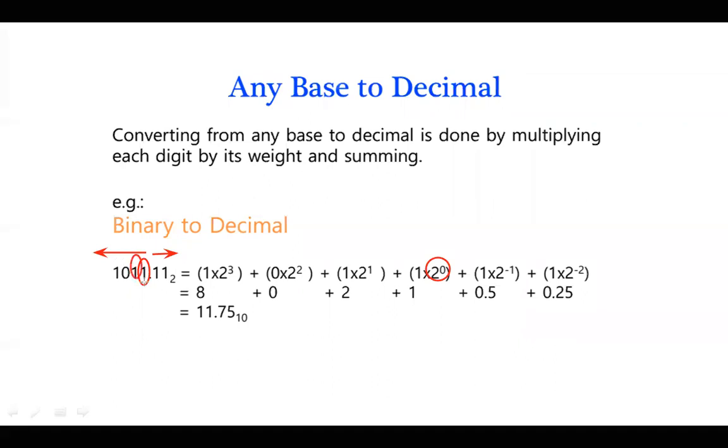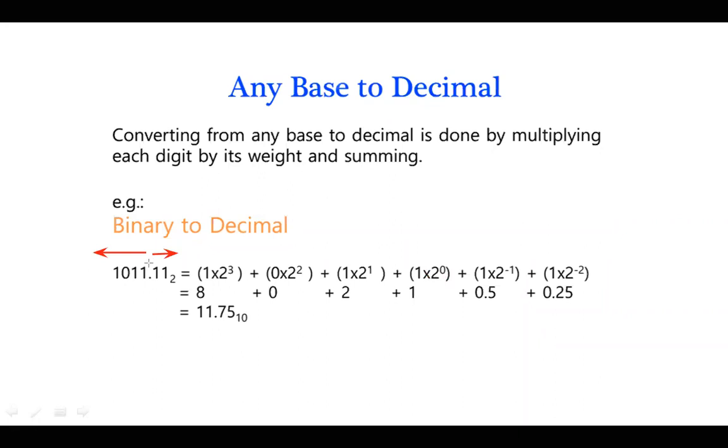The second bit has a value of 2 to the power of 1. So it is 1 into 2 to the power of 1. The third bit, it is 0 into 2 to the power of 2. The fourth one is 1 into 2 to the power of 3. And you're going to add all these things. So this is our integer part. Now let us take the decimal part.